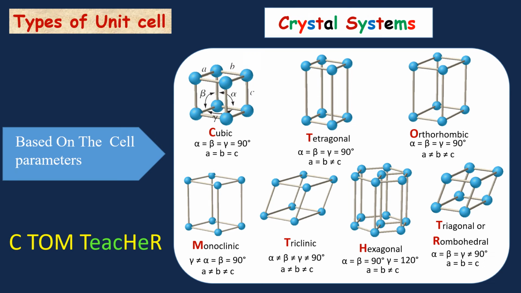We can memorize these crystal systems by this small word: C term teacher. C represents cubic, T tetragonal, O orthorhombic, M monoclinic, T triclinic, H hexagonal, R rhombohedral or trigonal.